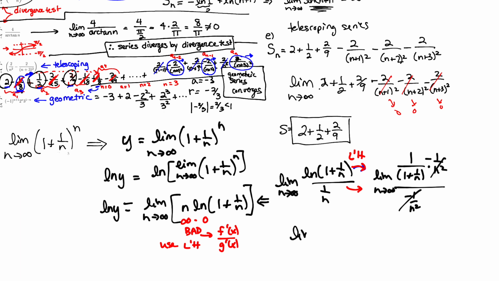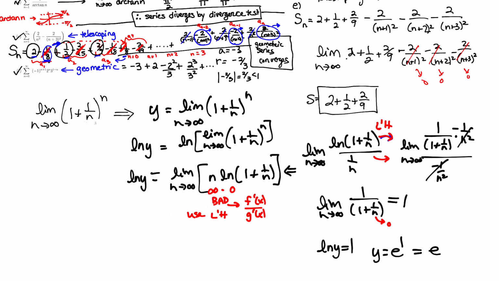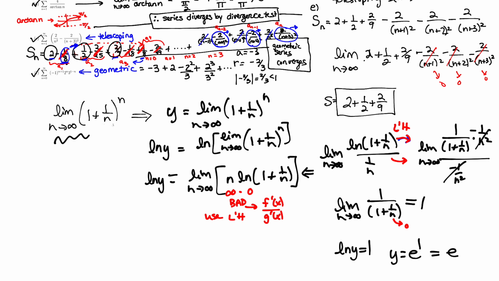And so you get the limit as n goes to infinity of 1 over 1 plus 1 over n. And I know because we did these on our homework, this just gives us 1. But then you have to remember you were at the natural log of y equals 1. And so that means y is equal to e to the 1, or just e. So what does that tell me? That tells me the nth term divergence test: the limit as n goes to infinity is equal to e. That is not 0, and therefore the series diverges by the divergence test.